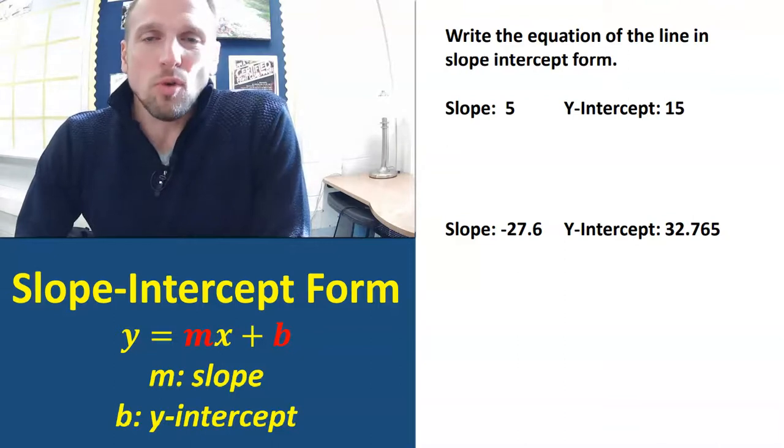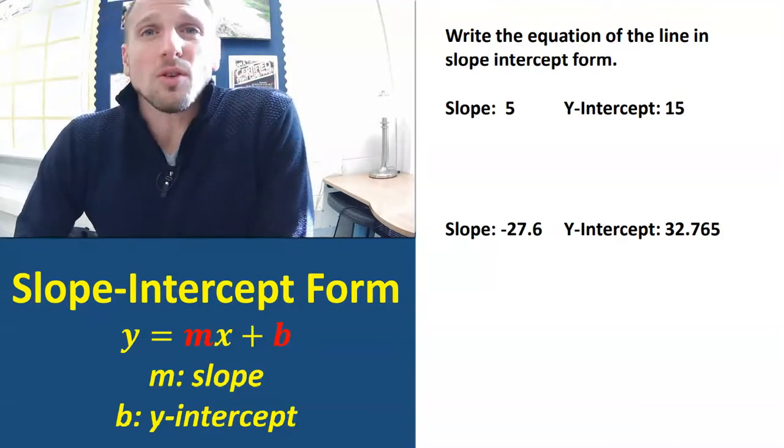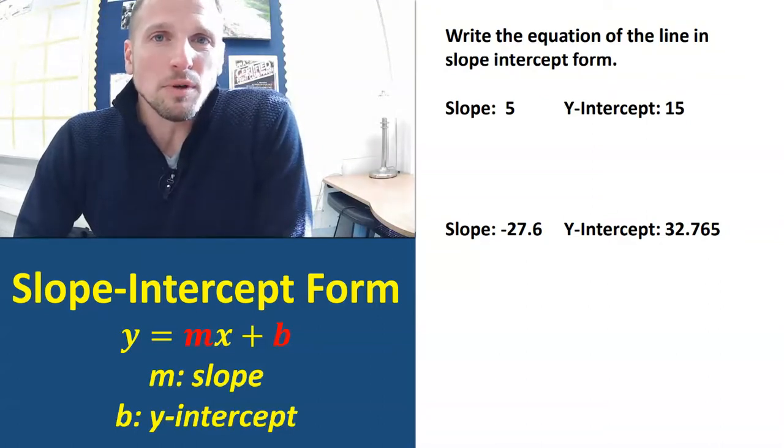Now, slope-intercept form, you see, is y equals mx plus b, where m is the slope and b is the y-intercept. And I put them in red here because those two red letters are going to have to be replaced by numbers in our final answer.